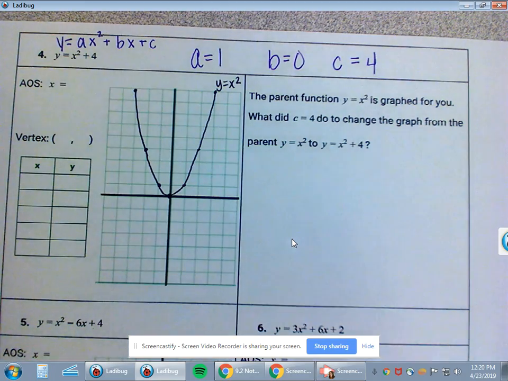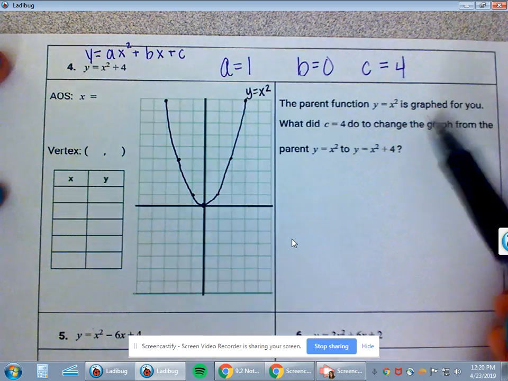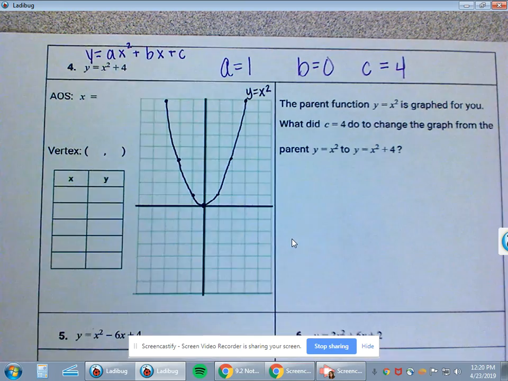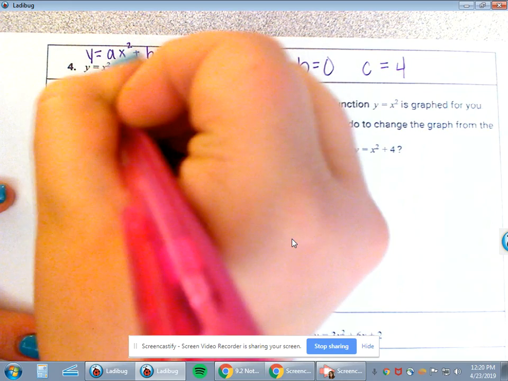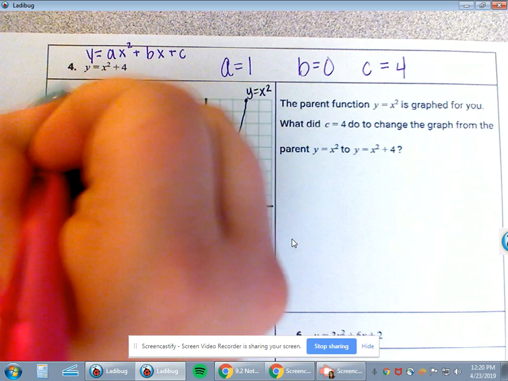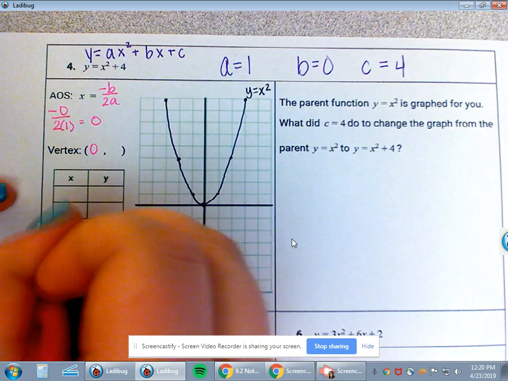All right, I threw in that parent function that we'll need. So let's see. It says the parent function y equals x squared is graphed for you. Well, now it is. What did c equals 4 do to change the graph from y equals x squared to y equals x squared plus 4? So let's see what happens here. We can still find our axis of symmetry because we have a and b. So axis of symmetry, negative b over 2a. So negative 0 over 2 times 1, which is just 0. So I've got a vertex at 0 something.